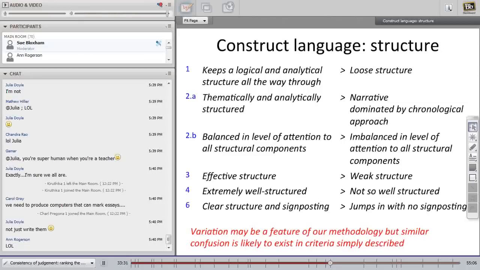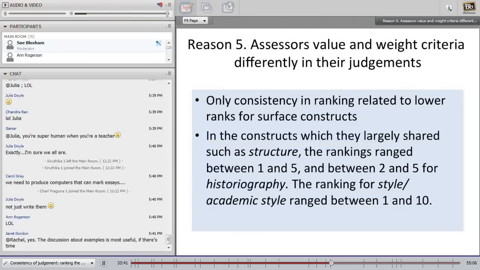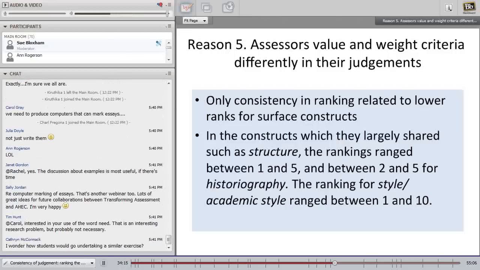And then the last one was that assessors value and weight differently in their judgment. If you remember right back at the beginning, at the end of the Kelly's repertoire, we asked people to rank what they thought were the most important criteria, and we found that the only consistency in the ranking of the constructs was lower ranks for surface constructs. By surface constructs, we mean things like the technical detail, referencing, grammar, English, presentation. People tend to think they were less important than the global constructs, which refer to the substantive content or conceptual organization of the assignment.